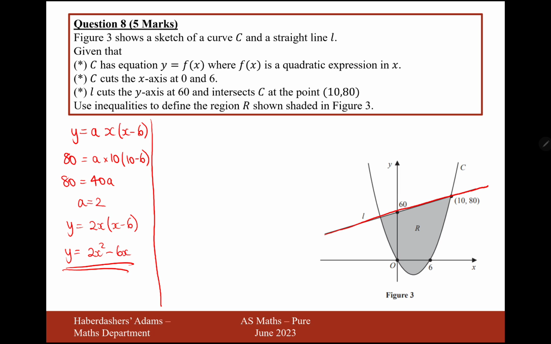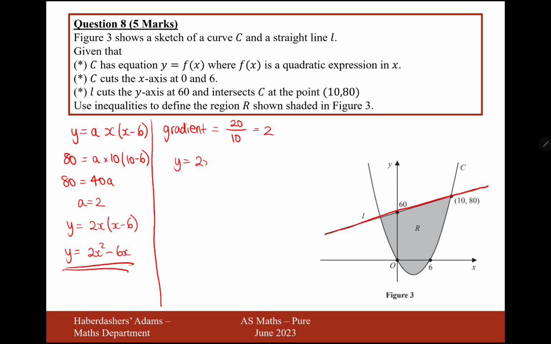Let's now work on the equation of the straight line. We first of all need to know its gradient and its y-intercept. We definitely know its y-intercept is 60, so we're just now looking for the gradient. The gradient is the difference in y divided by the difference in x. This is definitely a positive gradient, and the difference in y is from 80 to 60, so that's a difference of 20, over an x difference of 10. So the gradient there is 2.